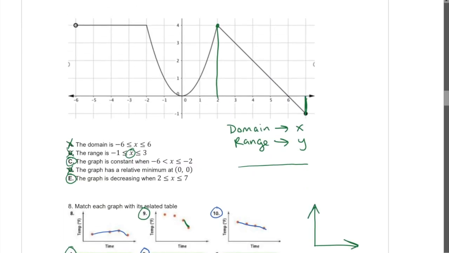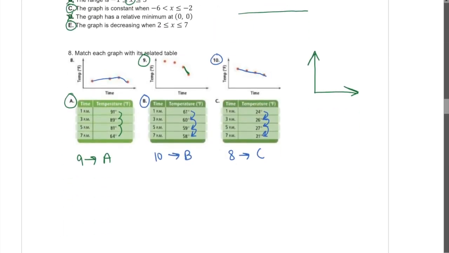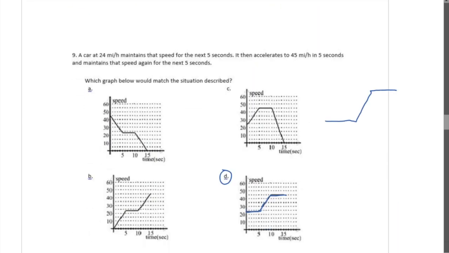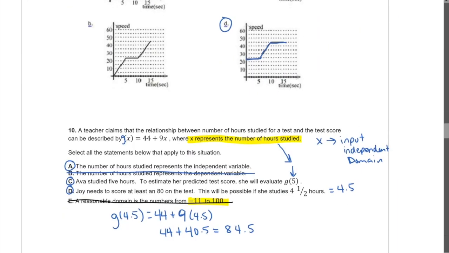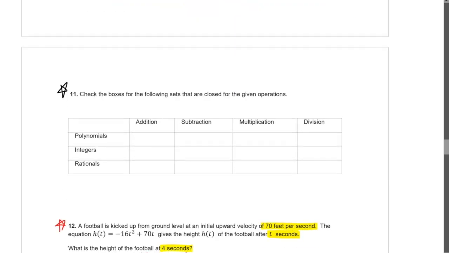Okay, number 7 we finished. Number 8 we finished. Number 9 we finished. Number 10 is done. Okay, now number 11. We pretty much talked about this last class, but let's go over it really quick. I have polynomials, integers, and rationals. And it says check the boxes for the following sets that are closed for the given operation.